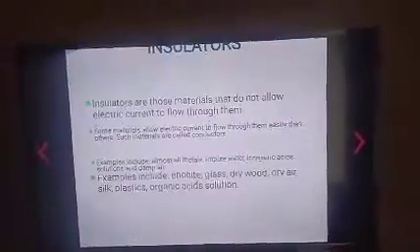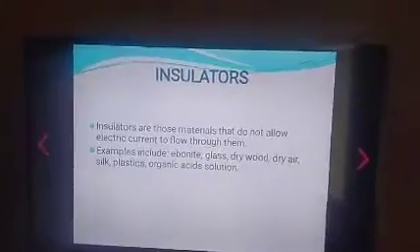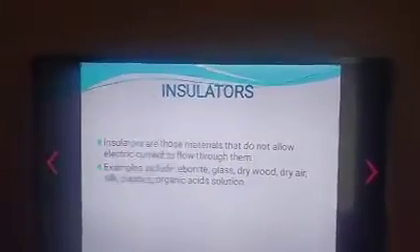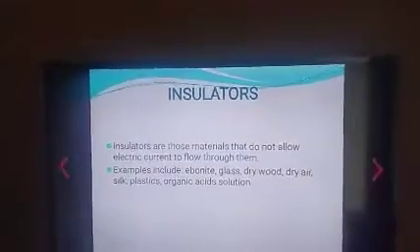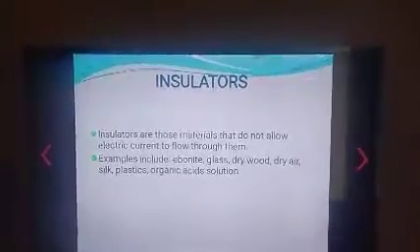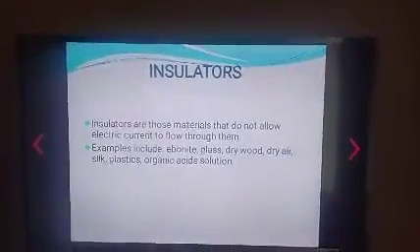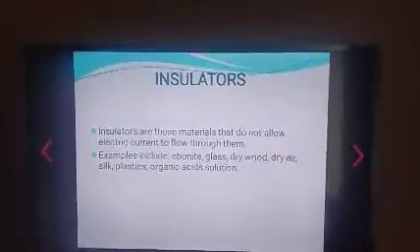Now we go to insulators. These are materials that do not allow current to flow through them, just like I said earlier on. Examples include ebonite, glass, dry wood, dry air, silk, plastic, and organic acid solution. All these materials do not allow current to flow through them.